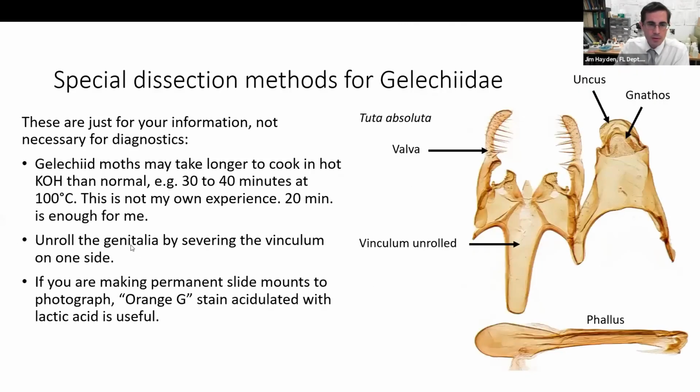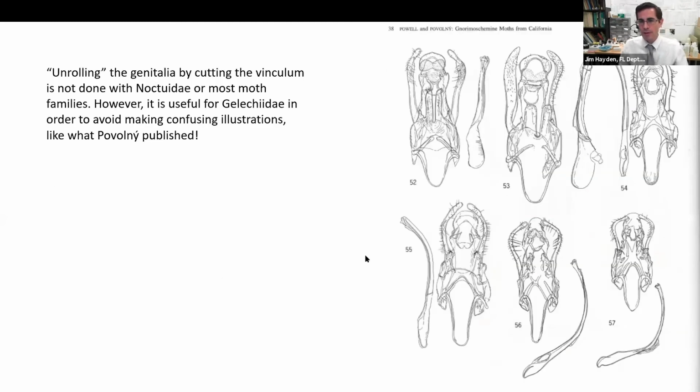I mentioned this second point, unrolling the genitalia, because remember that guy Pavolny, the taxonomist who produced tons and tons of publications over the years? He really dominated the taxonomy of the Gnorma schimini for several decades. All of his illustrations look like this. Yeah, they're really confusing because the parts are kind of folded up together. And these really interesting diagnostic things that stick out, the subbasal parts and the sacculus, are on top of each other and overlapping.